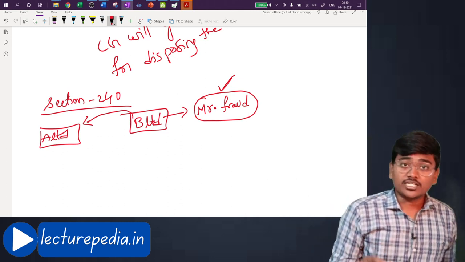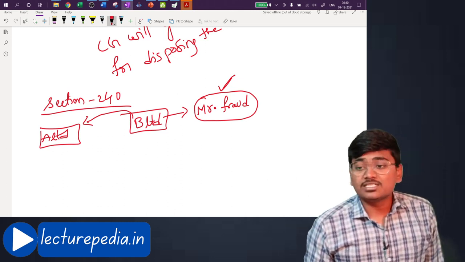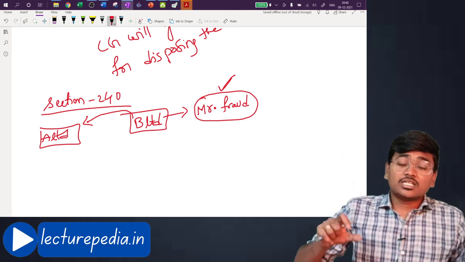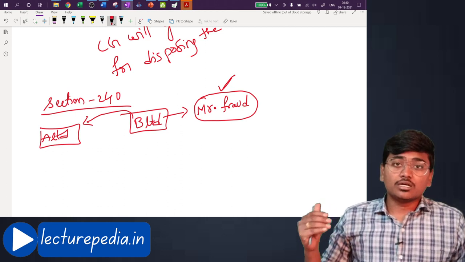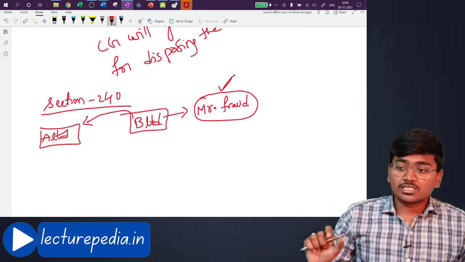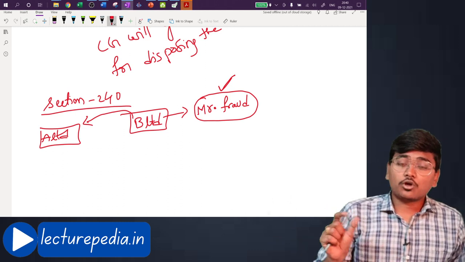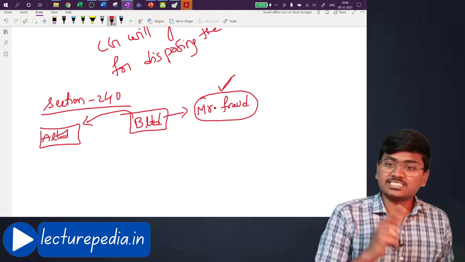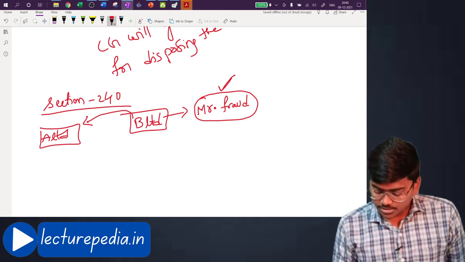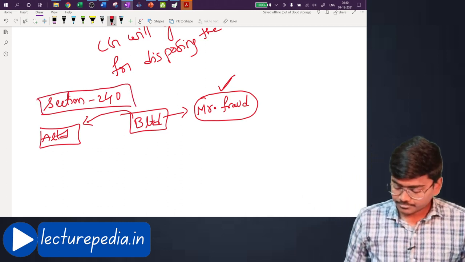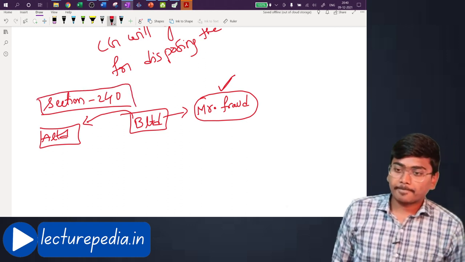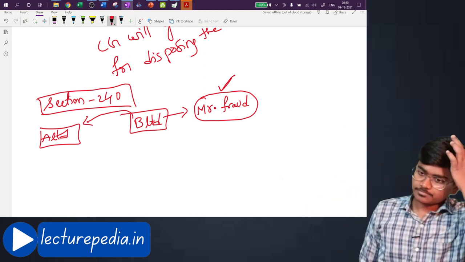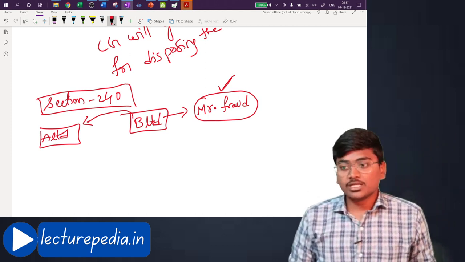The answer is they will continue, just because the company has been amalgamated with another company. The legal proceedings which are going on against the officers of the transferor company will not get over. Okay, they will continue as they are. That is what is said by section 240. That's it. Still we have some 5 sections to discuss. We will discuss them in our next class.